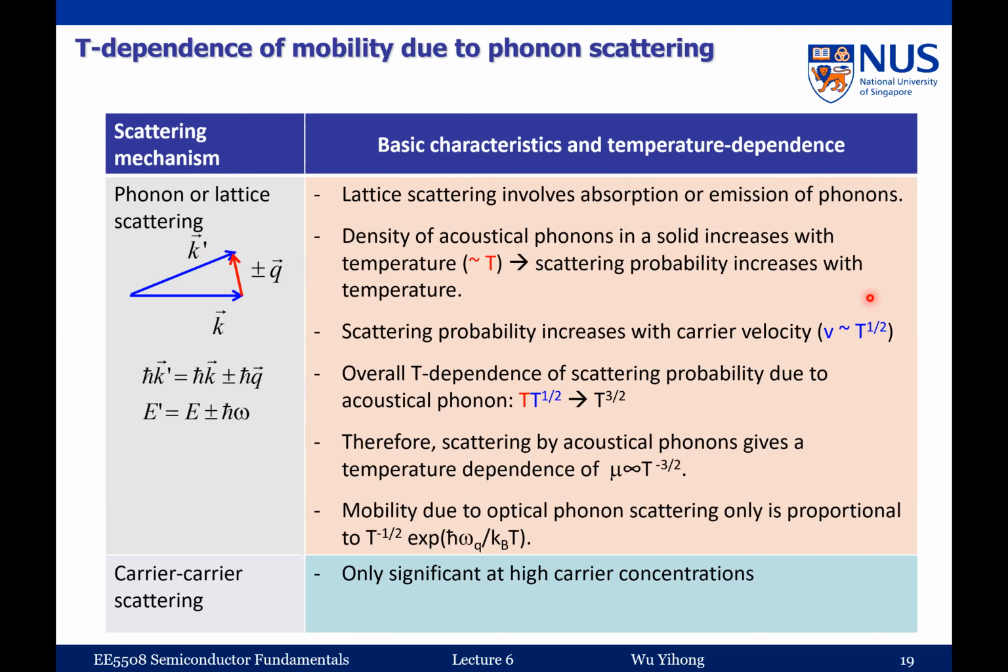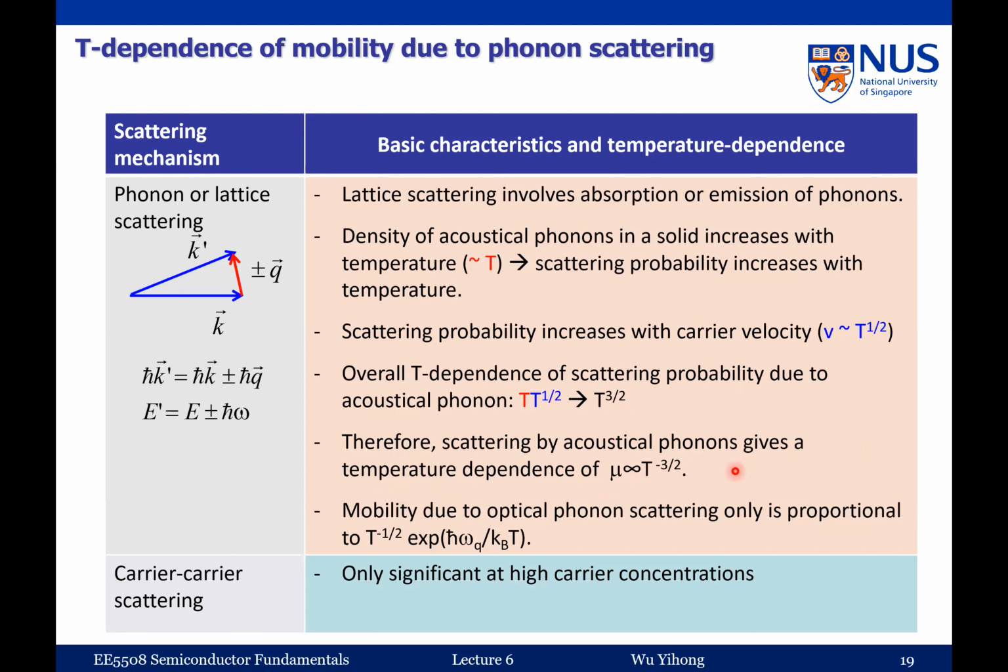So this means the scattering probability will increase with temperature. And again, the scattering probability increases with the carrier velocity, because you'll need more phonons, just like in the impurity case, right? So the overall temperature dependence is this one multiplied by this one, and you get T to the power 3 over 2. By the way, for impurity scattering it is T to the power minus 3 over 2, right? Because we talk about the scattering probability. So this is scattering by acoustic phonon, and the temperature dependence for the mobility will be 1 over this one.